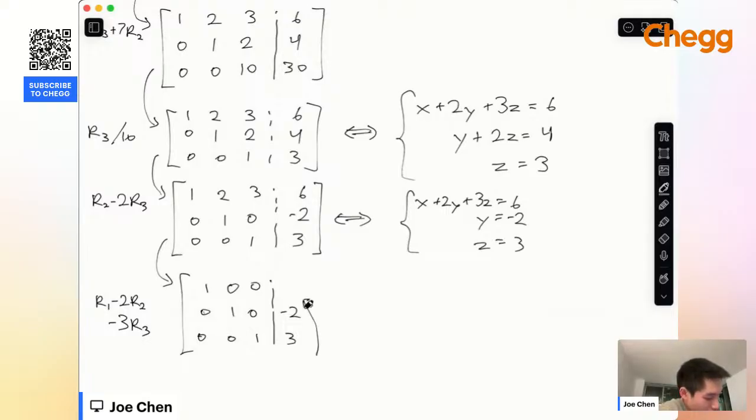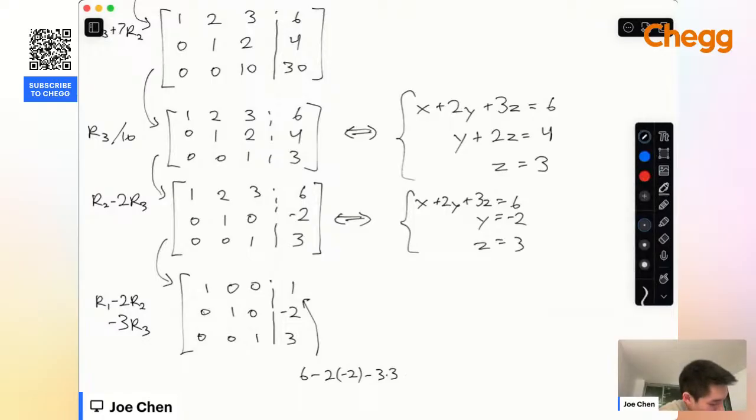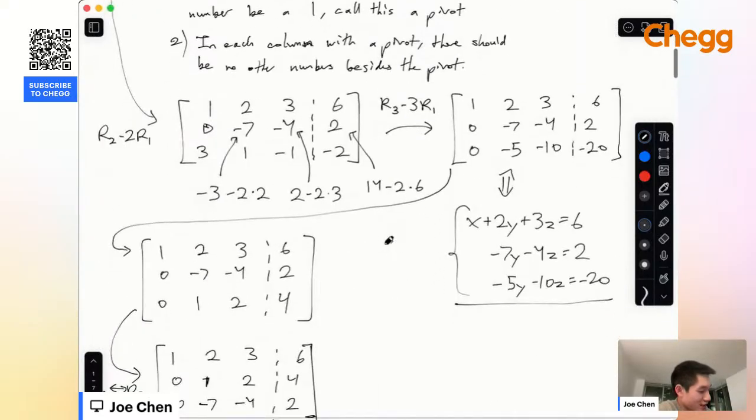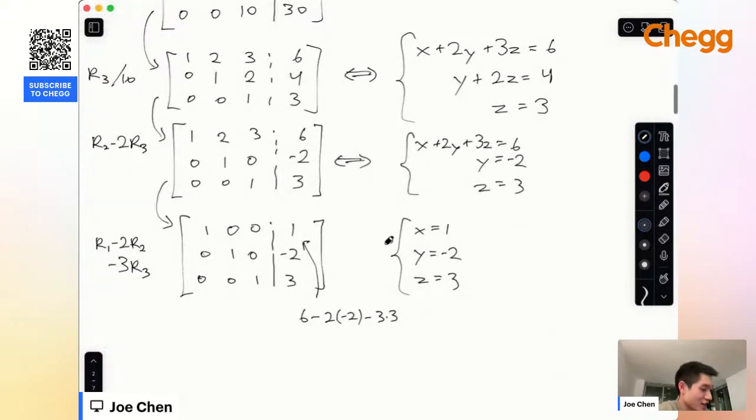And what do I get here? I get 6 minus 2 times negative 2 is what I've subtracted, and minus 3 times 3. And let's see, what is this? This is 6 plus 4 is 10, minus 9 is 1. So I end up with x equals 1, y equals minus 2, and z equals 3. Which is now still technically a system of equations, but now it's also just the answer. So hopefully, I don't have an answer key in front of me, but hopefully I did the arithmetic correctly so that this is the answer.